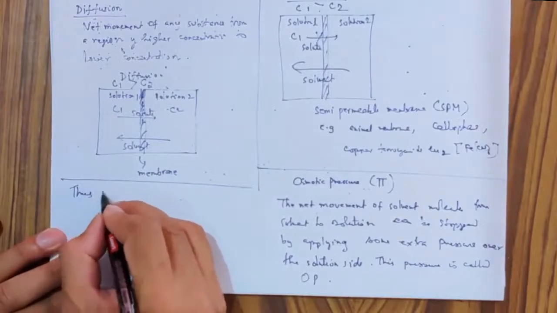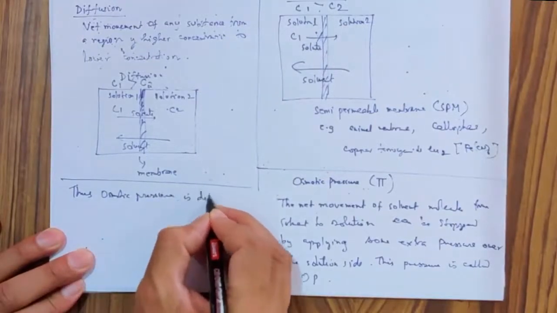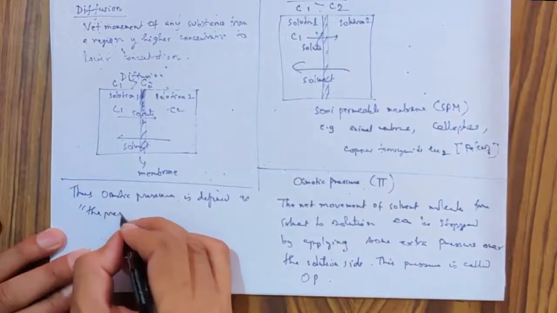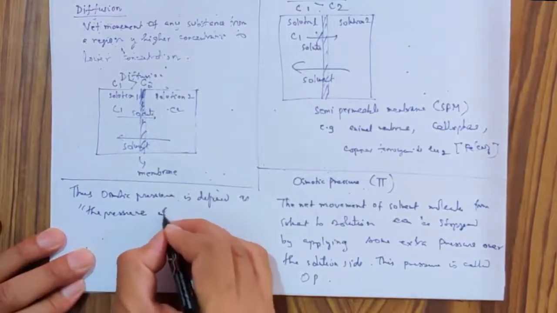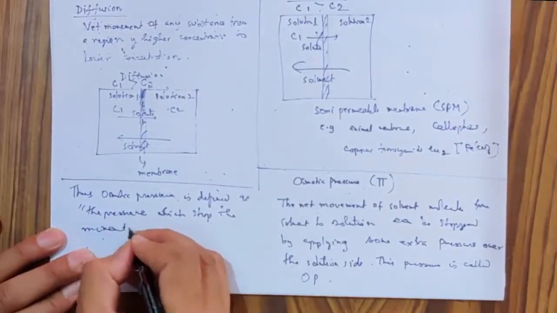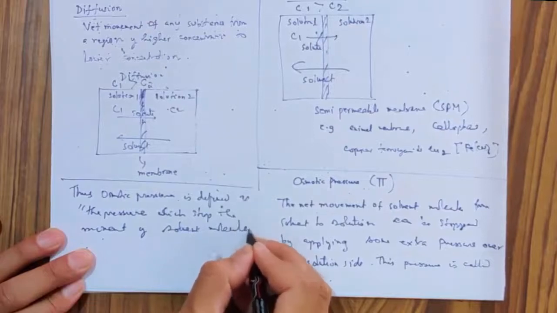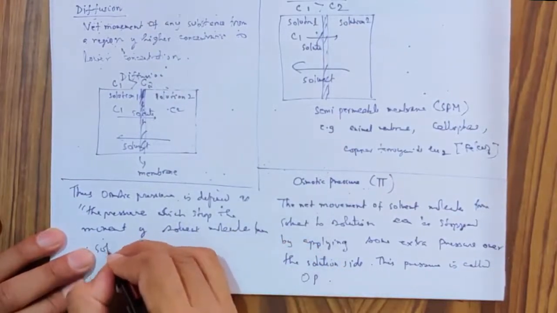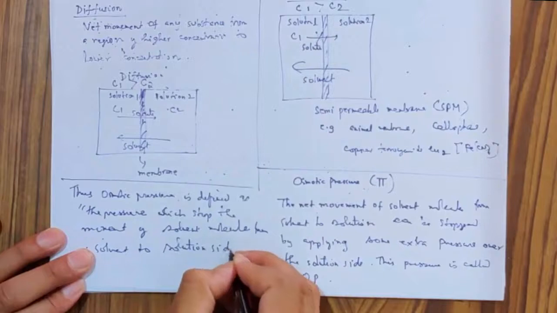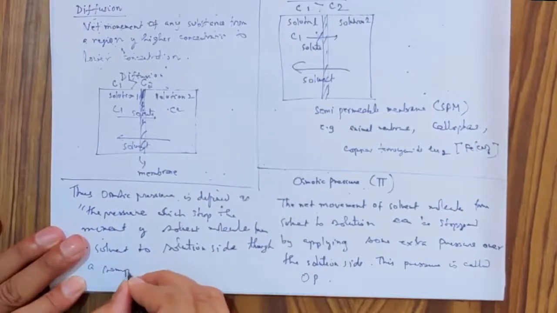So thus, osmotic pressure is what? Osmotic pressure is defined as the pressure which stops the movement of solvent molecules from solvent to solution side through a semi-permeable membrane.